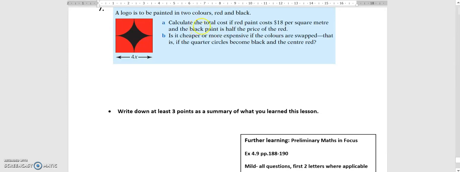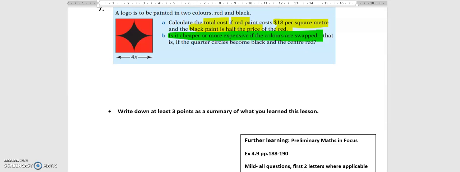Part A says calculate the total cost if the red paint costs $18 per square metre and the black paint is half the price of the red. And then question B says, is it cheaper or more expensive if the colours are reversed? Okay, so we're going to think about this. So there's actually quite a lot involved in this question because it's actually algebra.